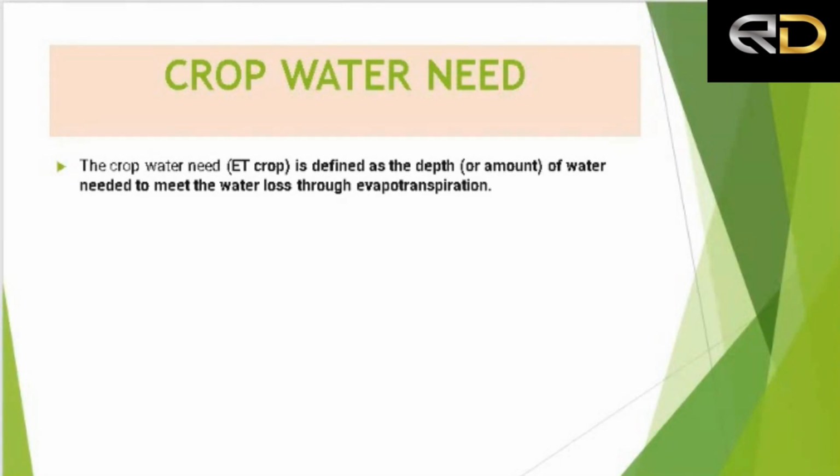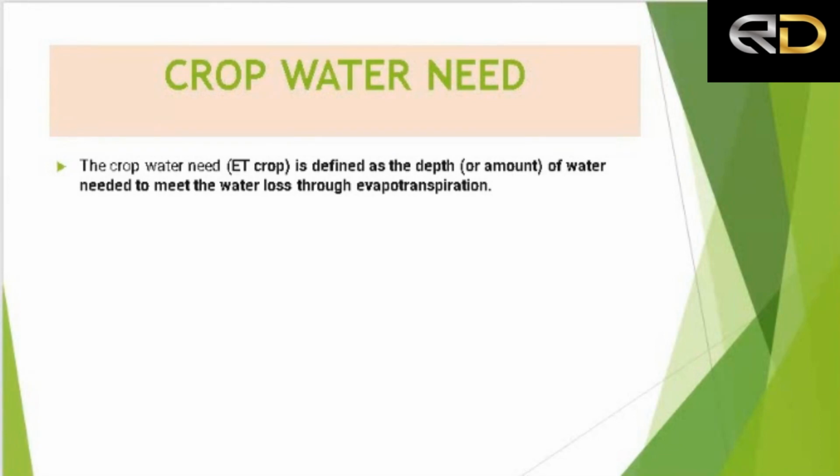So first of all, irrigation systems. What irrigation systems do we need to adopt in the greenhouse, for the high-tech greenhouse, or NVPH or the shade net house, to manage our water management properly, or to manage the nutrients in an efficient way, to grow our product with respect to the quality as well as the quantity also? First of all, the crop water need. What is the crop water need to produce a good yield? The crop water need, we all know, is defined as the depth or the amount of water the plant needs to meet the water loss through evapotranspiration.